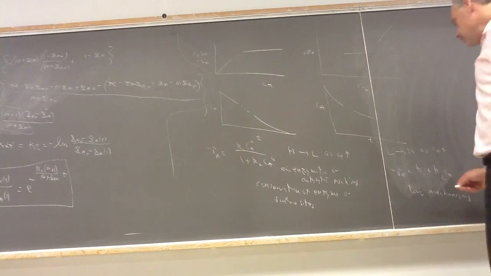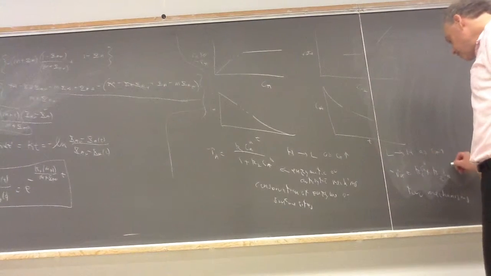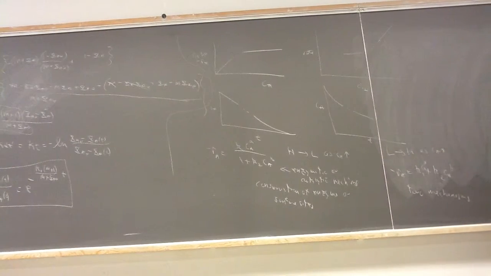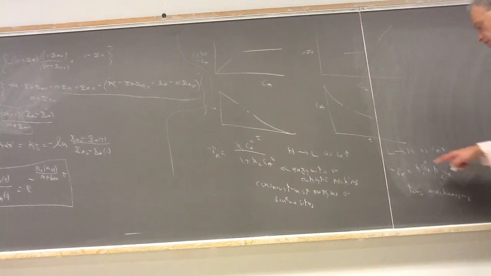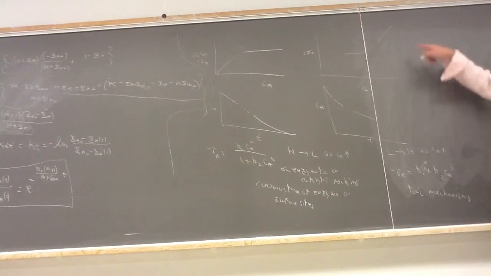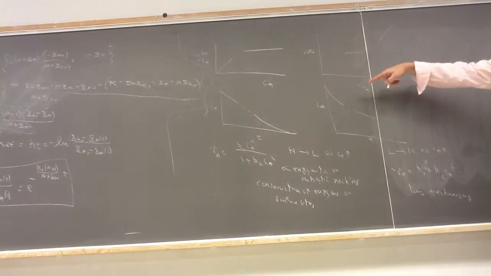And again, it doesn't have to be like this. I could have a CA to the A and a CA to the B here, where if B is greater than A, it doesn't matter. Whichever one is bigger takes over at high concentration, and whichever one is smaller takes over at low concentration.